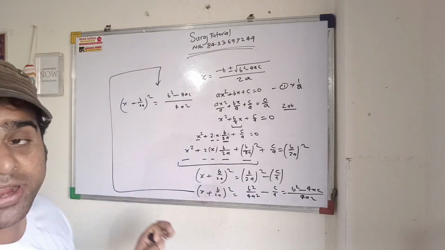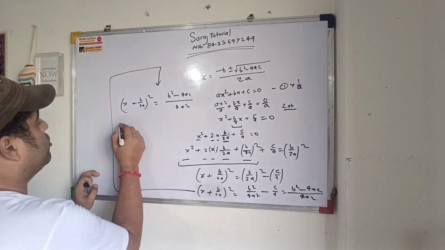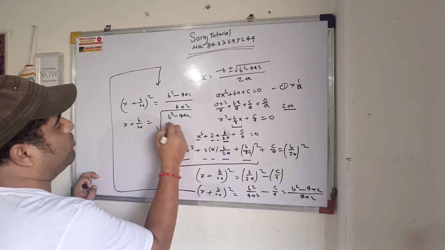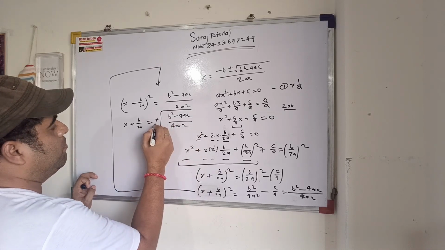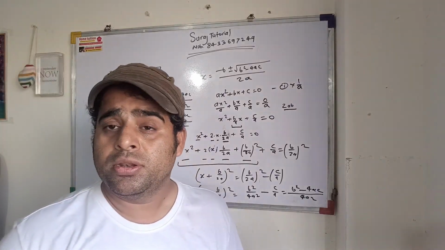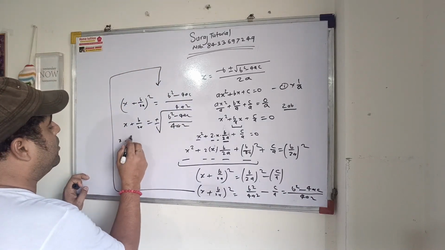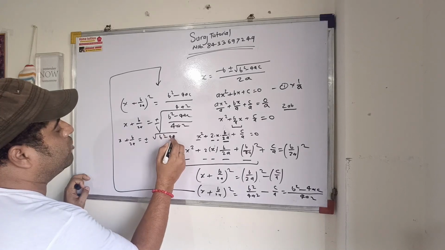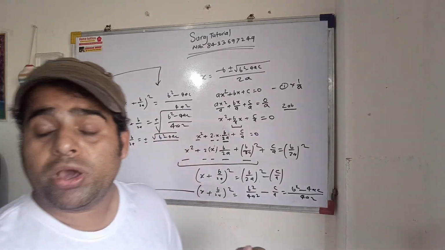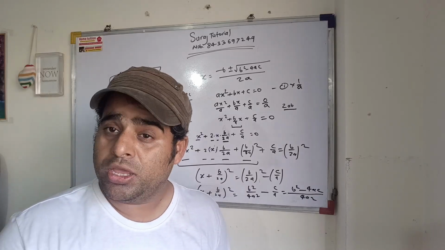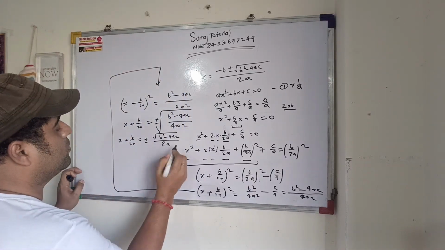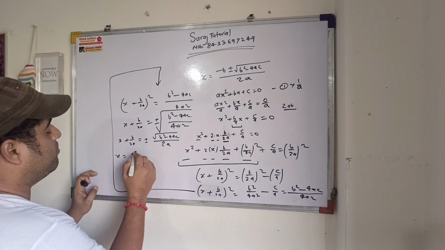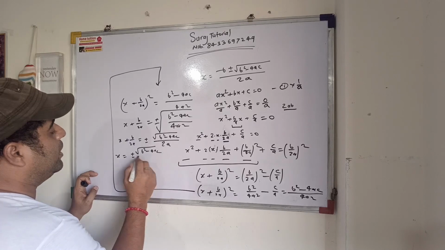This square will go on the right side, it will become square root. So it becomes x plus b upon 2a is equal to square root of b square minus 4ac upon 4a square. Whenever there is a square root, you have to write plus minus both signs. So you can write x plus b upon 2a is equal to plus minus under root b square minus 4ac, and the square root of 4a square: square root of 4 is 2, square root of a square is a. So we get 2a. Now this plus will go on the right side, will become minus. So x is equal to plus minus under root b square minus 4ac upon 2a.